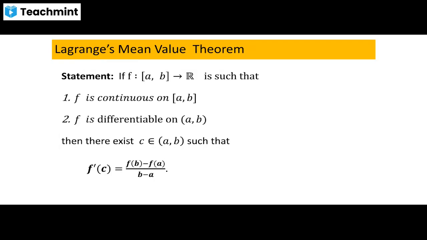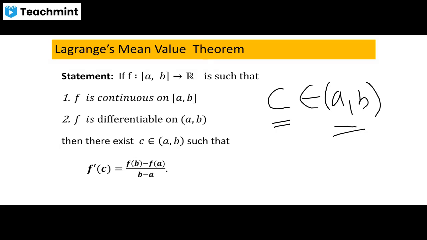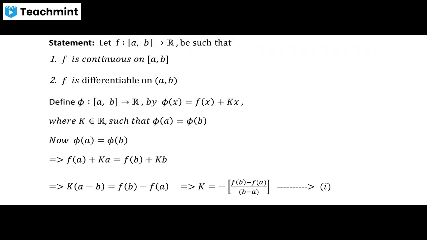Is it clear? Because they talk about the C value, which is in between A and B. Because of the existence of C, which is in between A and B, they are giving the guarantee about the existence of mean values, and hence it is called the mean value theorem. Is it clear? Okay. Now let us see the proof of this theorem.